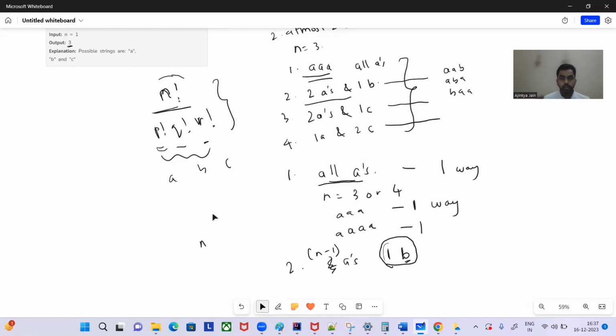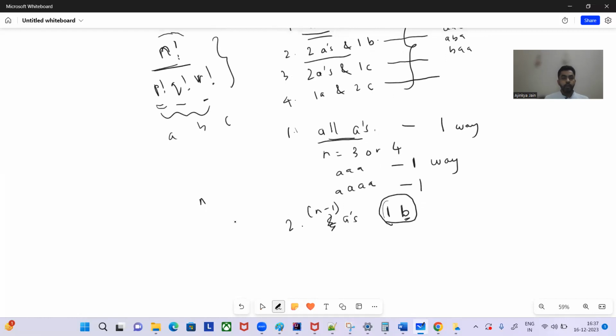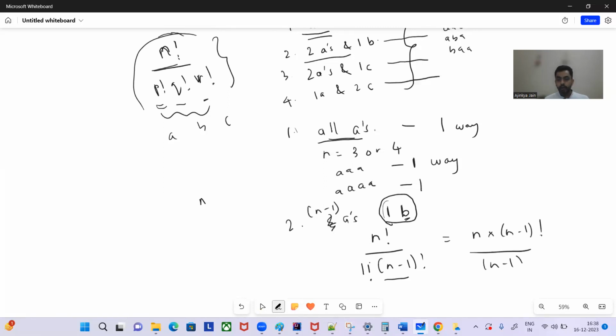So according to the given formula, it will be n factorial over n minus 1 factorial, that is A's, and 1 factorial, that is B's. So it will be n into n minus 1 factorial upon n minus 1 factorial, which gives us n. So with n minus 1 A's and 1 B, it will be n ways.